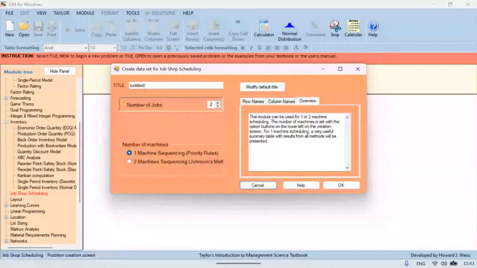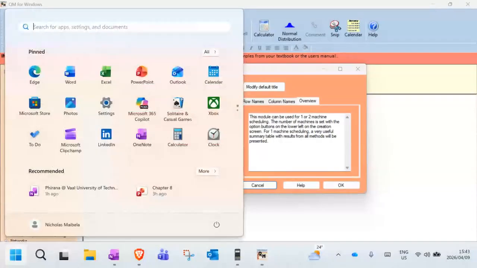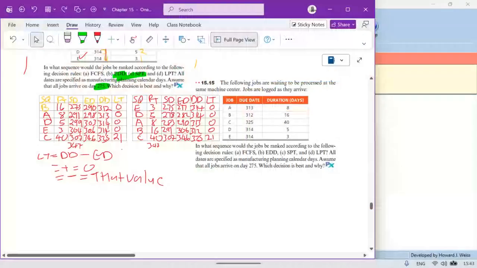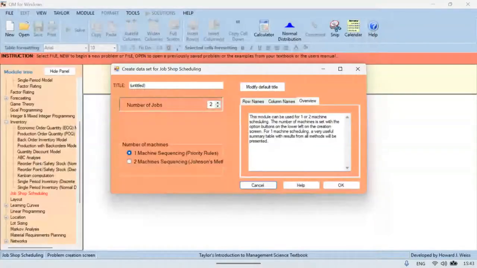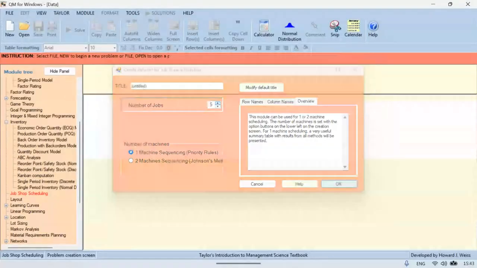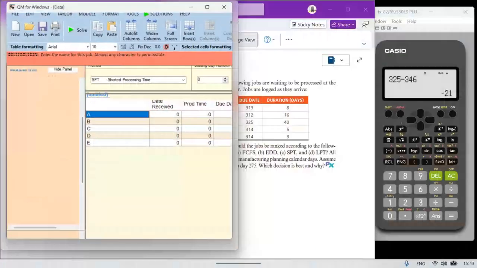Number of jobs. How many jobs do we have? We have 5 jobs. And we have 1 machine. I think this is the 1 machine priority rule. So we have 5 jobs, yeah. Then click OK. Short processing time there, yes. Okay, perfect, this is what we are looking for.